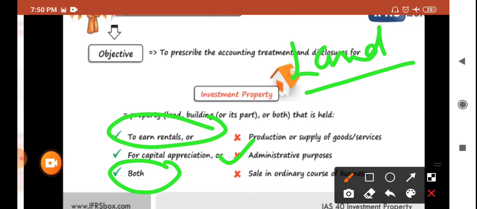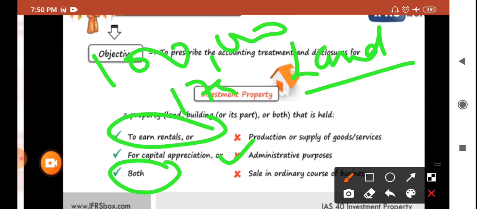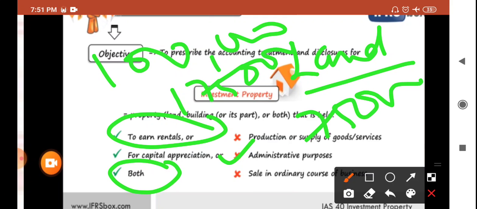Next, capital appreciation. Capital appreciation means speculative purpose. For example, I have a building worth rupees 1 lakh. So I am waiting for the price to increase above 1 lakh, and then I will sell this building. So here it is capital appreciation, capital increasing. How is it increasing? For example, when the price increased to 1,75,000, I will sell this building and I will earn 75,000 profit.